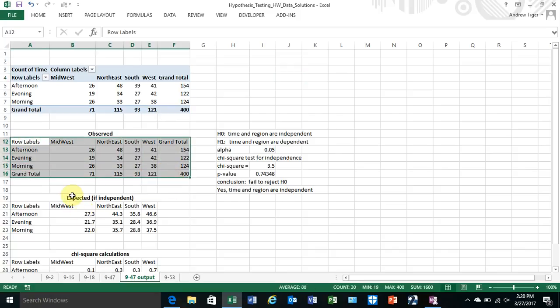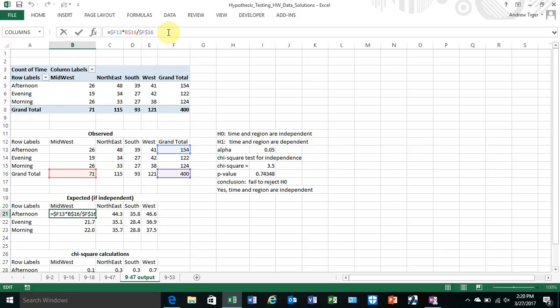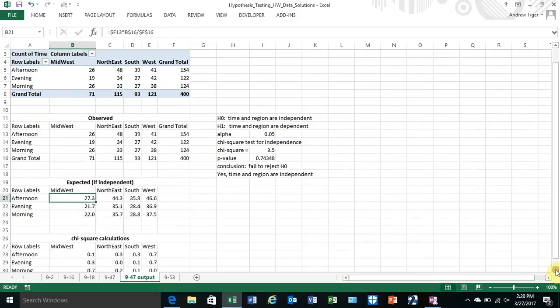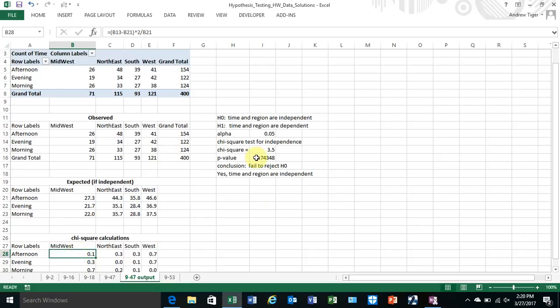And then the expected, if independent, we use the row total times the column total divided by the overall total and copy that for all region, time combinations, which there are 12 of them. And then we can also calculate the individual chi-squared stat. So the assumption is that they are independent. We try to prove otherwise. We calculate the chi-squared stat by summing all of these individual chi-squared numbers. And we use the CHISQ.TEST formula. Again, don't forget to grab the observed data first and then the expected.